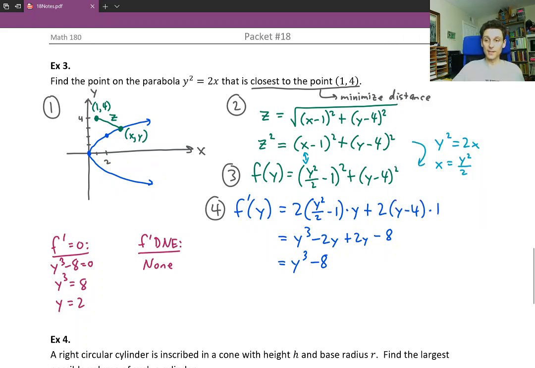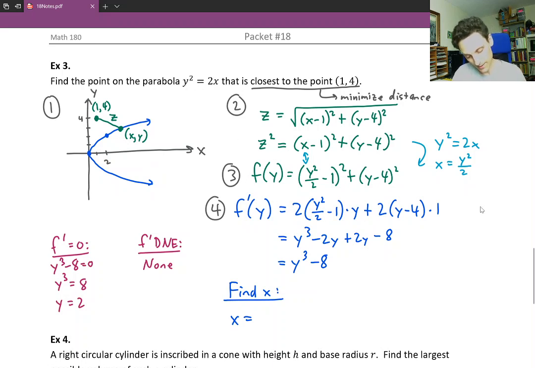So we did that off to the side. So that's the y value then that minimizes the distance. Now we can find the corresponding x value. It's actually in our picture, a y value of 2 corresponds with an x value of 2. But in case you didn't have it, you can find it by using the relationship that we set up between x and y, which was actually given to us. This xy point on the parabola satisfies this equation. So this is the equation that relates x and y.